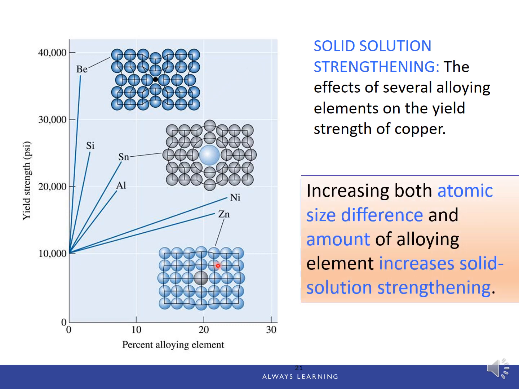And from this result, we can say that increasing both atomic size difference and amount of alloying element increases solid solution strengthening, which means the bigger the atomic size difference, the higher the strength of the alloy. And the more alloying element we add in, the higher the strength of the alloy.